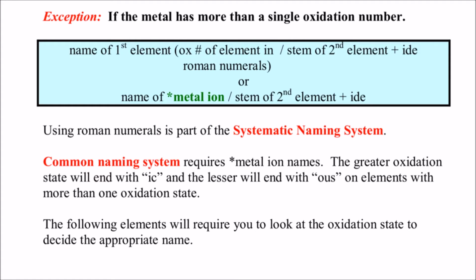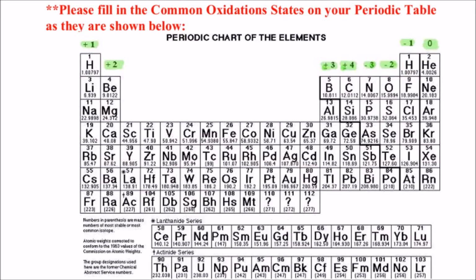Well, I told you, every time I give you a rule, I'm going to give you an exception. If the metal has more than a single oxidation state, then the rule changes. Now what am I talking about, more than a single oxidation state? The metals that we just worked with had one oxidation state because they were in one of these columns that I've already talked about here. So they were either +1 or +2 or +3 or +4.